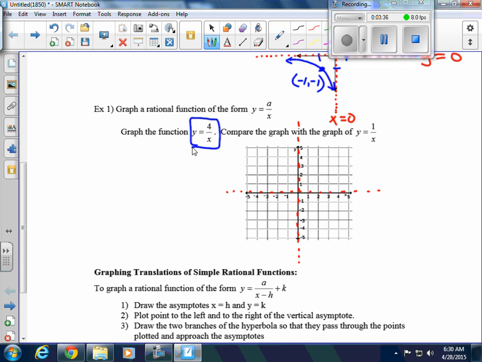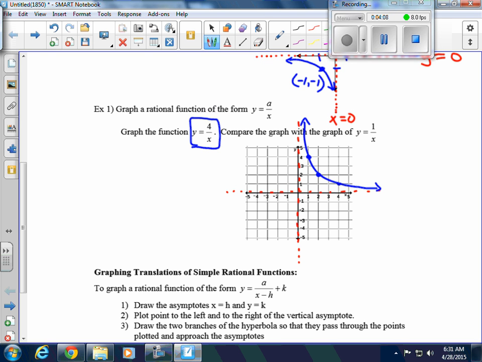So I'm going to plug in a couple of points. If we put in 1, 4 divided by 1 is 4, so we have a point there. If I put in 2, I get 2. Put in 4, I get 1. I'm only picking points that divide easily, because I don't want decimals or fractions. It just makes life much easier. That's enough to see the pattern on the right side, because I know it's not going to cross those asymptotes. So my graph on this side is going to look like that.